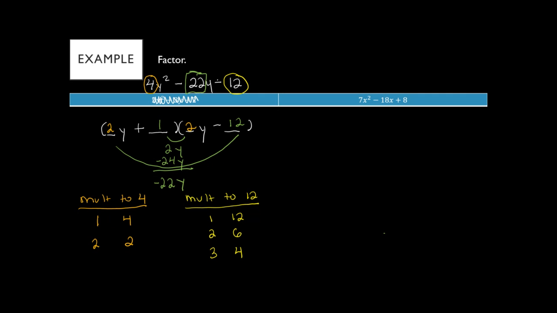Okay, so let's do the one on the right. We've got 7x squared minus 18x plus 18. So I'm going to have something times x, something times x. I'm multiplying to a positive, adding to a negative, so both numbers have to be a minus.